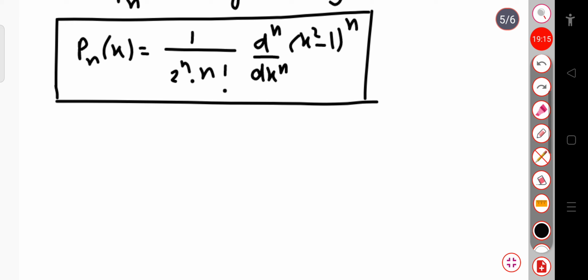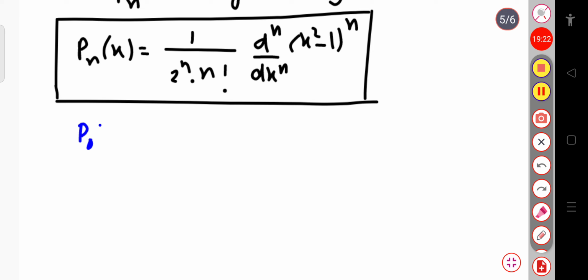Now in this part you can see, if I put the value of n to be 0, then P0 of x is equal to 1 by 2 power 0, which is 1, 0 factorial is 1, so this is 1 into the 0th order derivative of (x square minus 1) power 0, so that is simply 1. So P0 of x equals 1. In the exam you can get a direct question, that is, what is the value of P0 of x, where Pn of x represents the Legendre polynomial of order n? For that case P0 of x will be equal to 1, and simply we can calculate P1 of x.